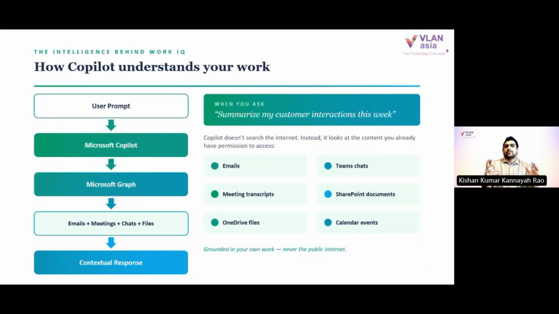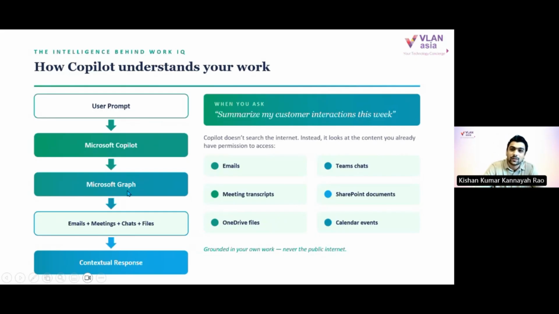So you might be having some question. Okay, so, Kishan, you are saying that Work IQ will actually keep all the data or keep all the things that I search in Copilot. How does it do that? Very simple. You can see here, it's a simple graph. We are using the prompt. It goes to Copilot. Copilot brings it to Microsoft Graph. And then Microsoft Graph collects information from email, meeting, chats, and files, and then gives you responses.